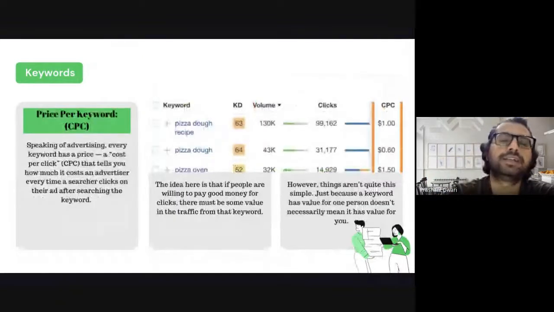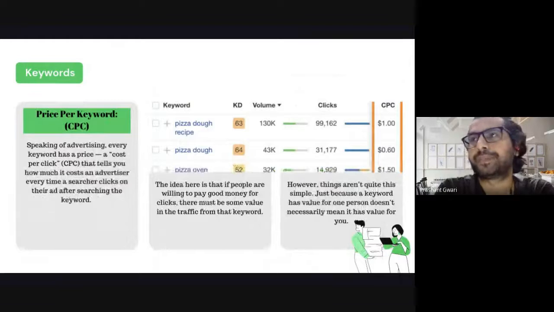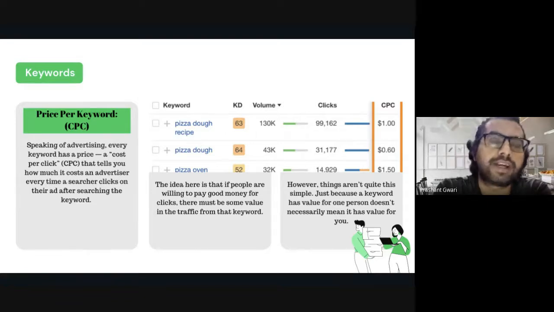Now come to the third part. What is PPC? Another way of finding the right keyword. And sorry, CPC. CPC means cost per click. So cost per click means when someone clicks on your website, when you are running an advertisement on Google Ads, the money Google will deduct from your account is cost per click, CPC.